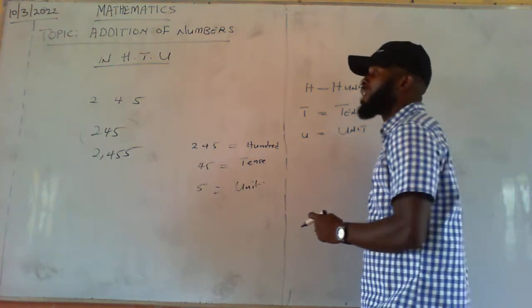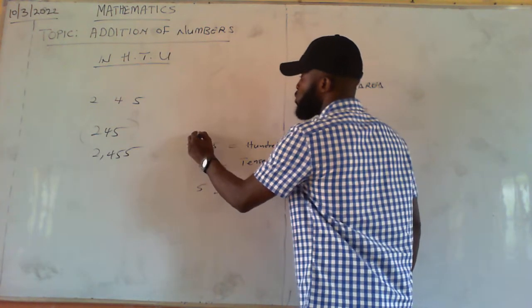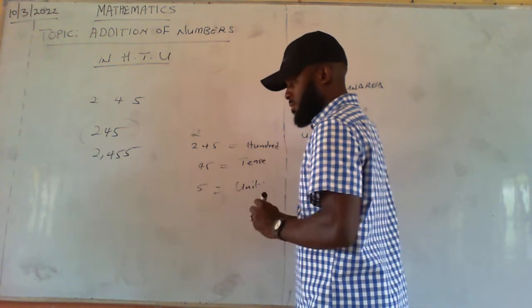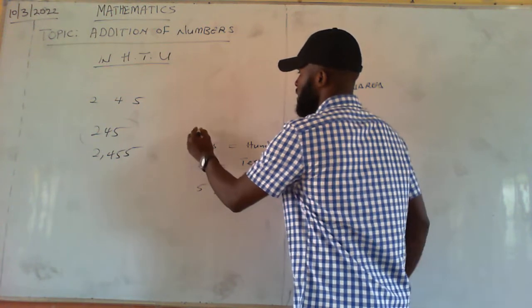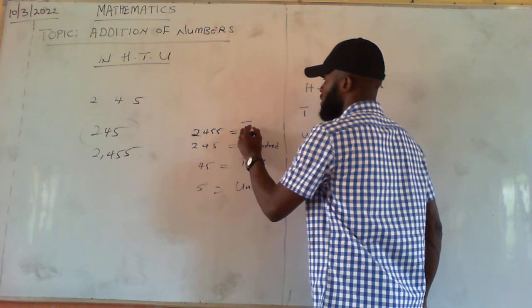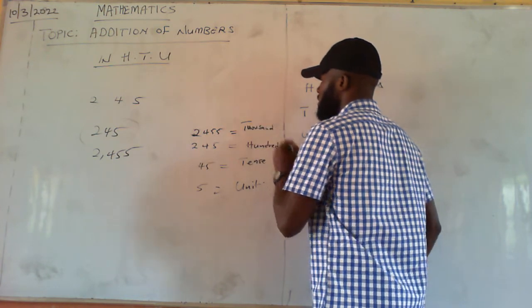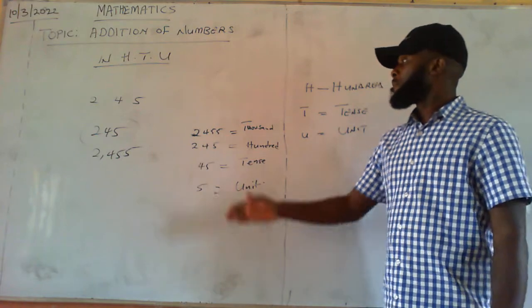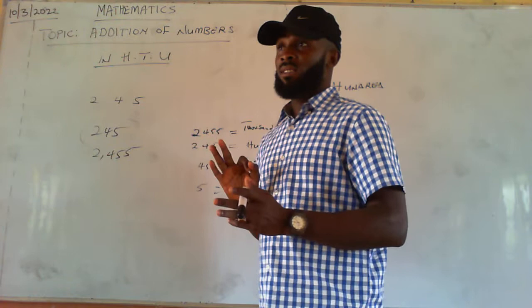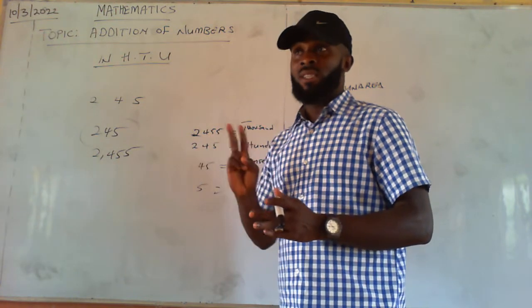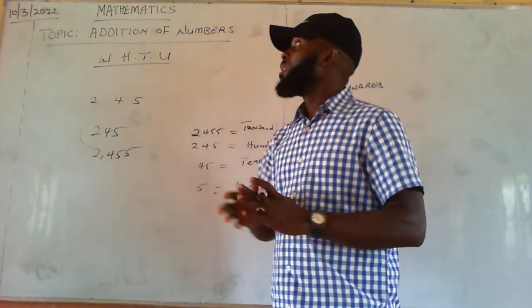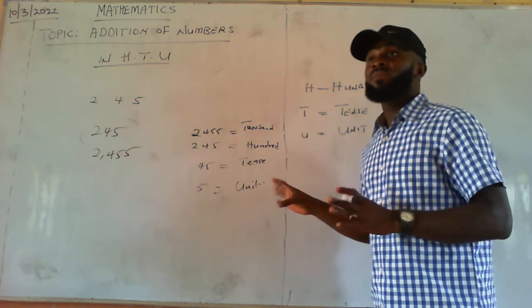What about 1,000? How many numbers now? 4. That is the 2, 4, 5, 5, right? It's now 1,000. 4 numbers make 1,000. 3 numbers, 100. 2 numbers, tens. A number is a unit. Are we okay with this? Do we understand this part? Or you want to write it somewhere?